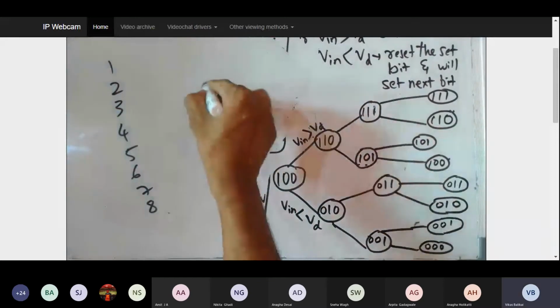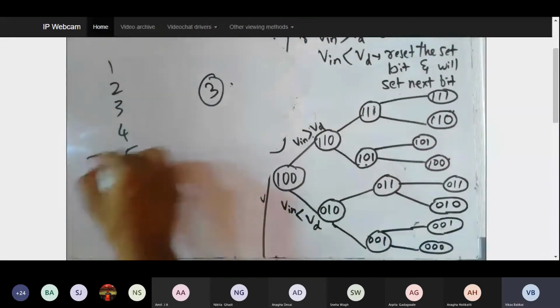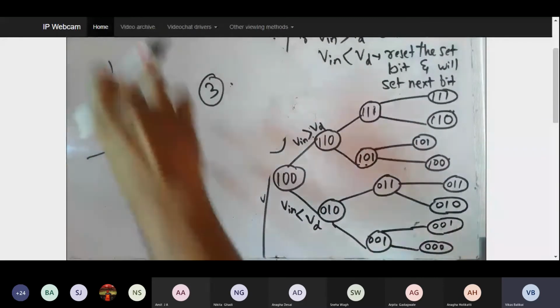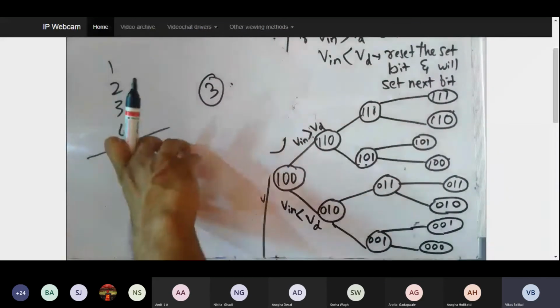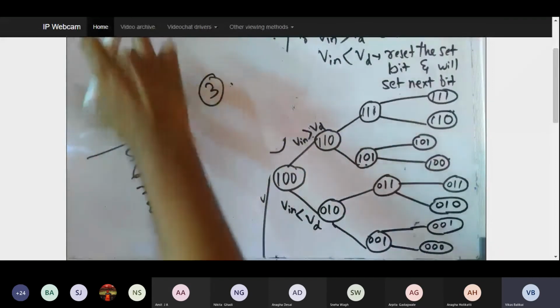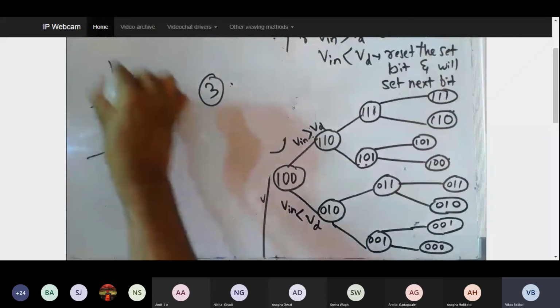A number 3. Now I'm just going to ask the logic a question: whether 3 is in the first half or the second half. If you say in the first half, you concentrate only on the first half. If you say the 3 is present in the second half, you concentrate only on the second half. Now since 3 comes in the first half, I'll concentrate only on the first half. So what I'm going to do is divide this set of numbers into two halves again.